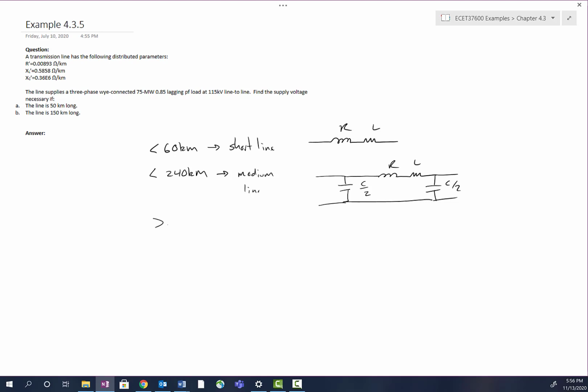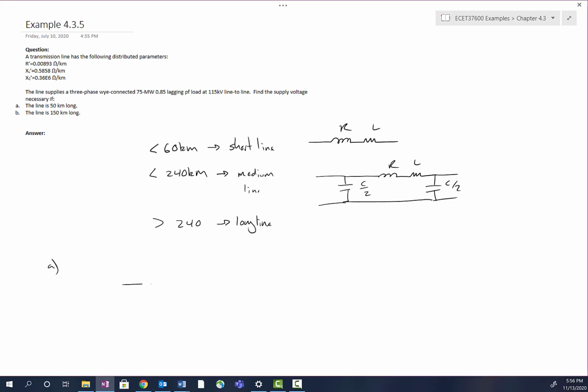And then of course if it's above 240, that's the long line, which is what we did in example 4.3.4, so I won't go over that again. So we're going to solve this for both the short line condition and the medium line condition. We're going to find the input voltage for both of them. So let's do part A first.